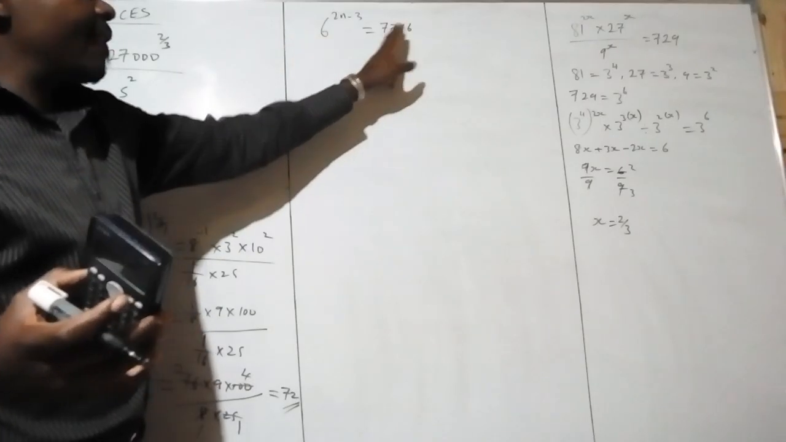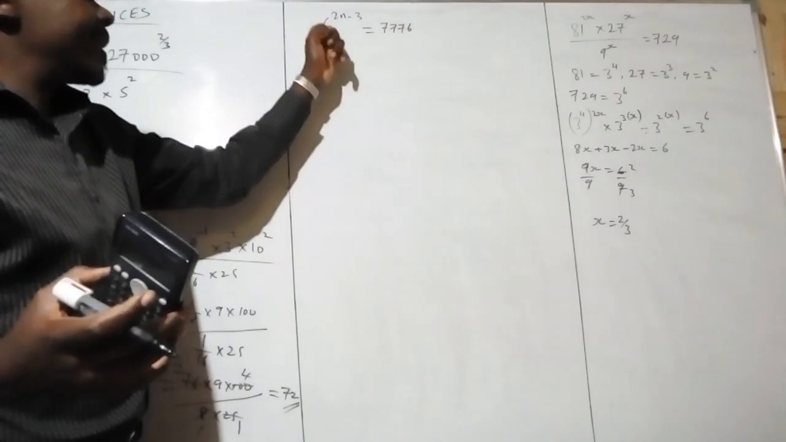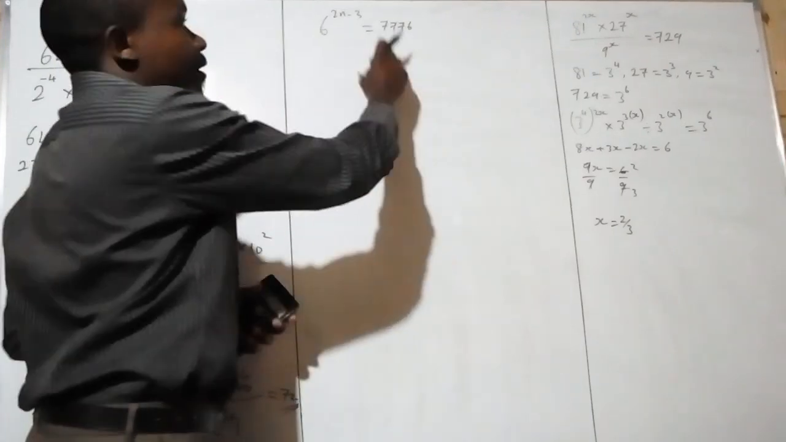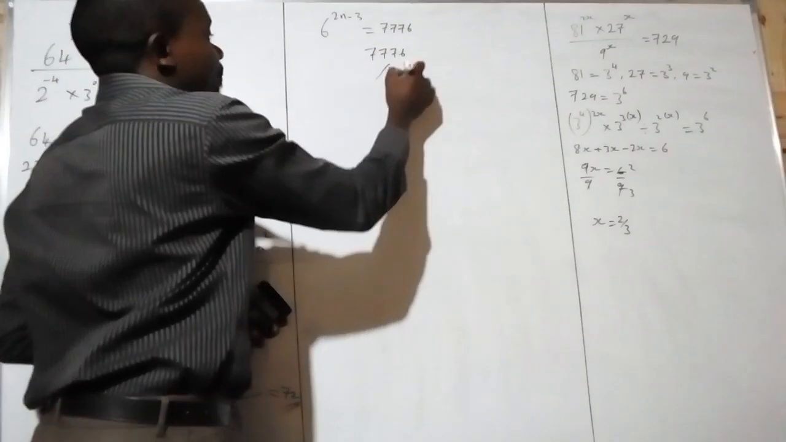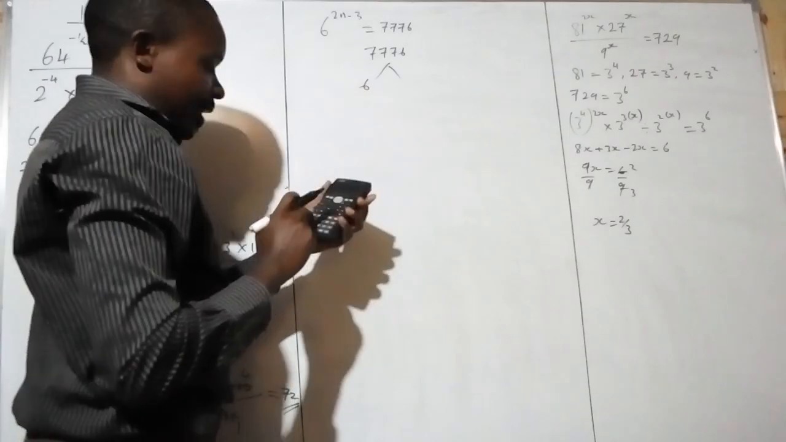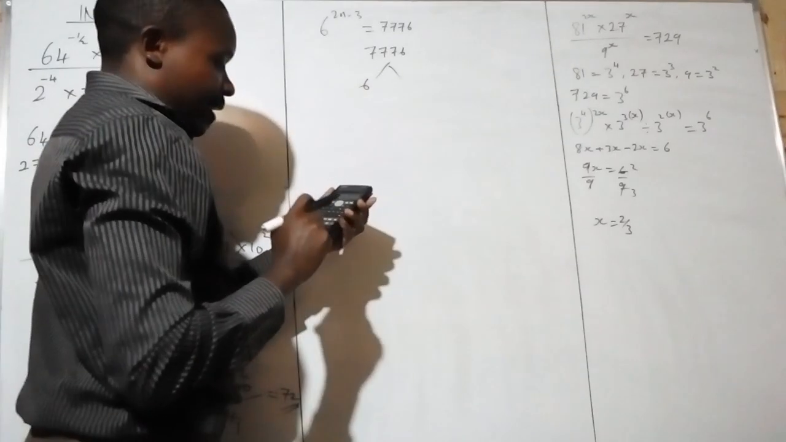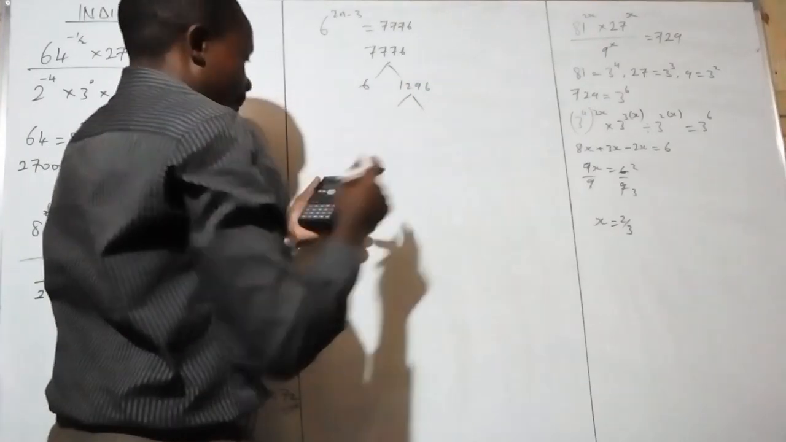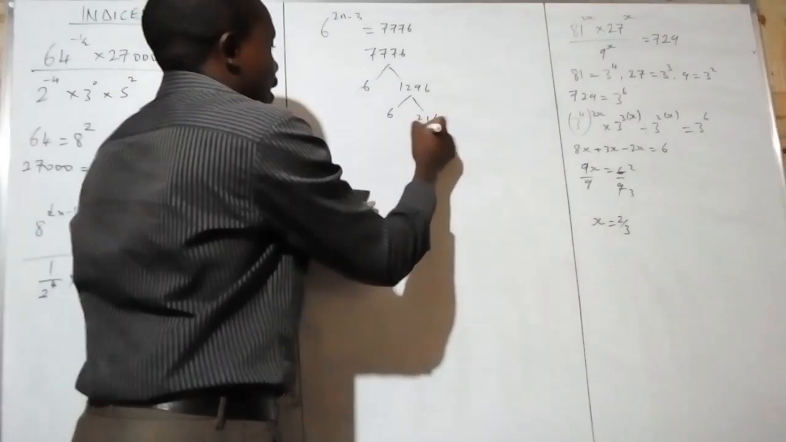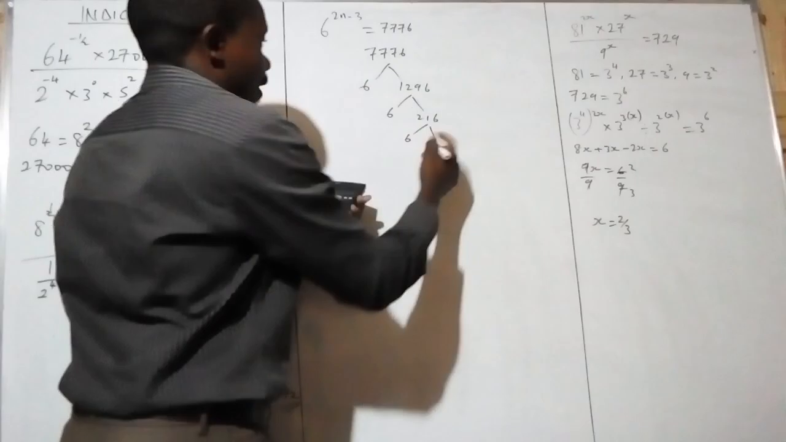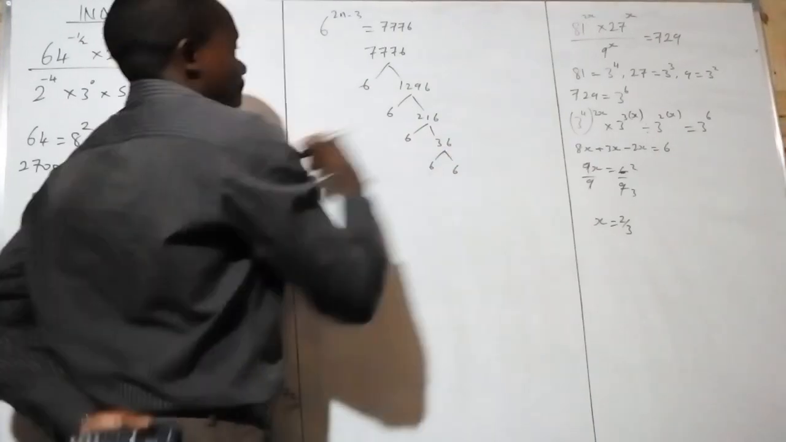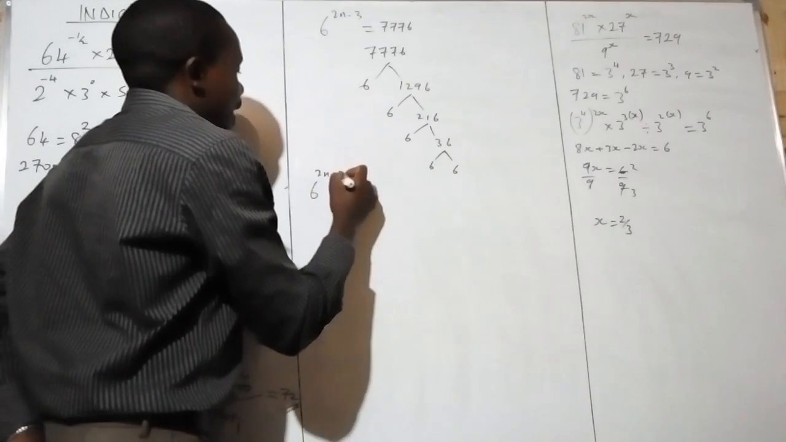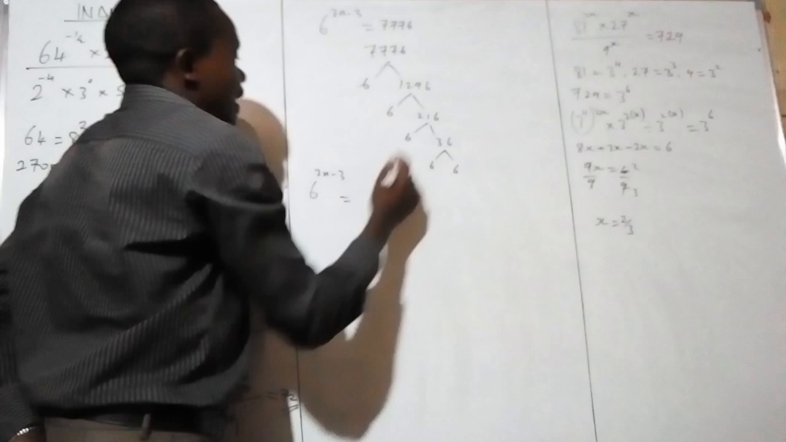We can use the three factor method to get the factors of 7776 divided by 6. 6 divided by 6 because of 1296 divided by 6, 216 divided by 6, 36, and 6 and 6. Good. Then next, 6 raised power 2n minus 3. 7776 is the same as, you pick a single 6. Then how many 6 do we have? 1, 2, 3, 4, 5.